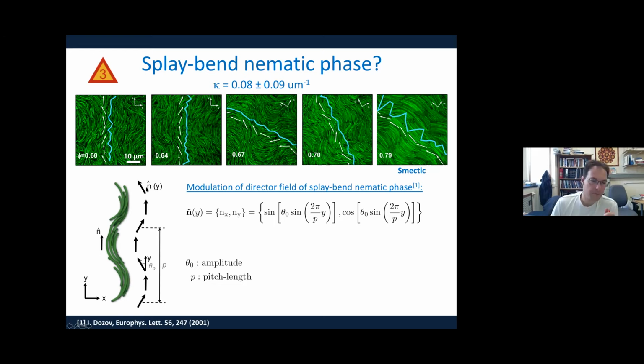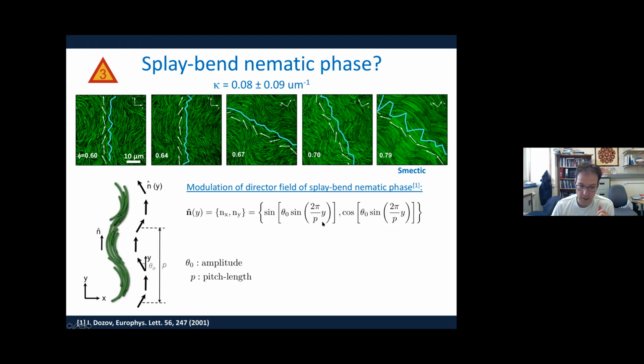If this is modulated, it's more or less described by a sine wave, and the sine wave has a given pitch length and a given amplitude. And the modulation of the director field for a splay-bend nematic phase is given by this equation here. For the x component and the y component, it's a sine of a sine and a cosine of a sine, with a given amplitude and a given pitch length.